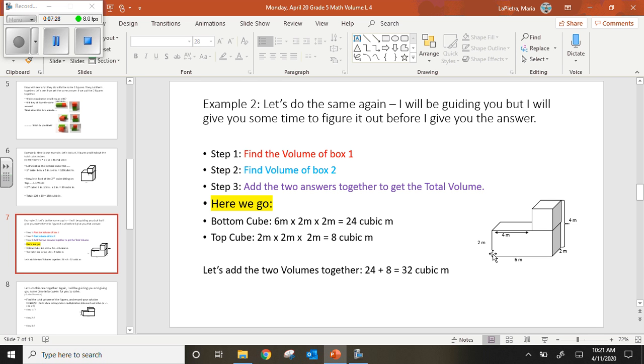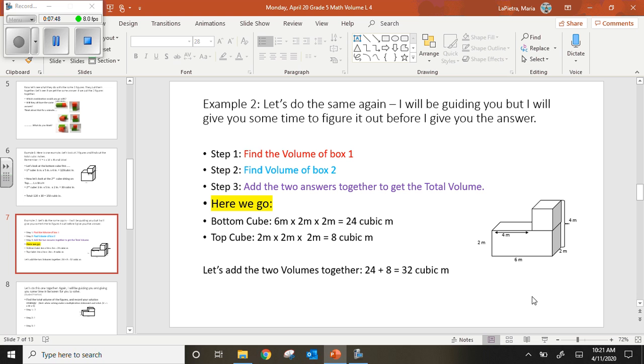I'm going to let you try this one. We're going to do this together though. So find the volume of the bottom box, and we just said it was 6 times 2 times 2. And then find the volume of the top box.